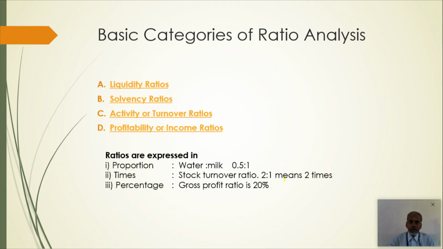We'll focus on the four categories of ratios called liquidity, solvency, activity and profitability ratios. In part 1 we discussed liquidity ratios and solvency ratios, and in part 2 we are going to discuss activity or turnover ratios and profitability ratios. I already explained in part 1, but still we'll explain how ratios are expressed.